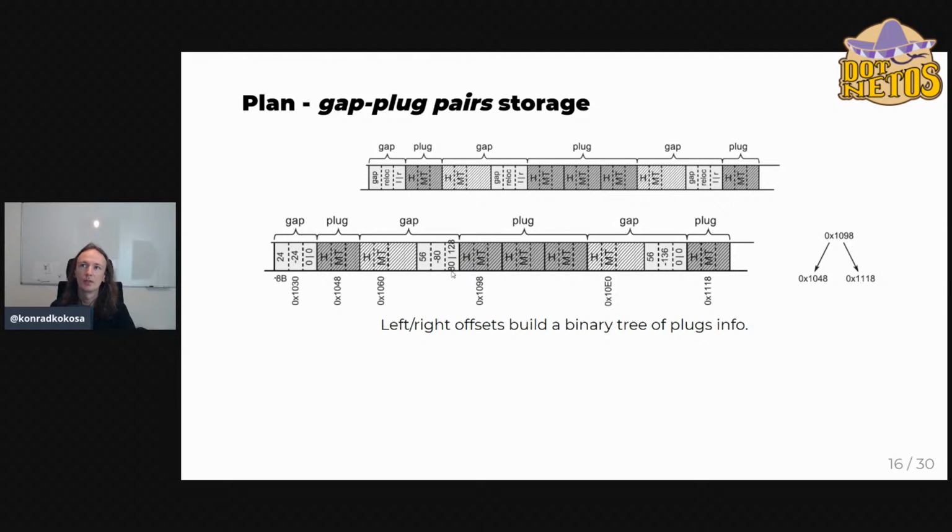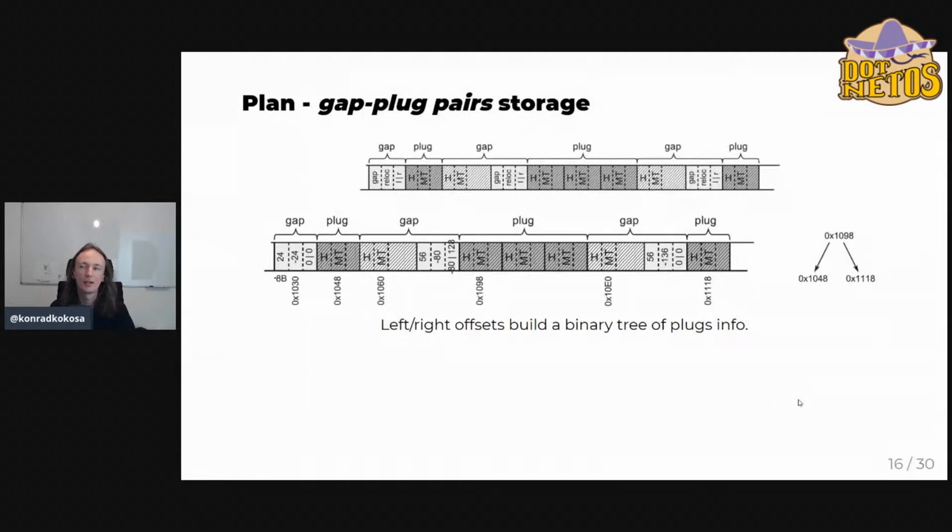This is just the information about where the child nodes are kept, related to our current entry inside the tree, just to build a binary tree. So every plug has a left and right offset. Obviously the leaves of this tree will have those offsets set to zero because they have no children, so there are no offsets. They are just the leaves of this binary tree.